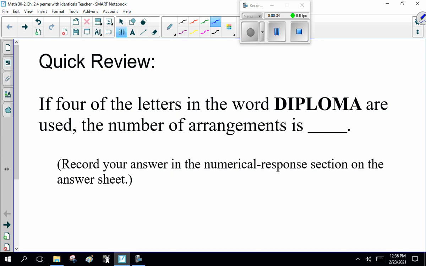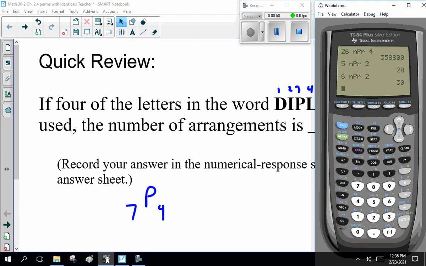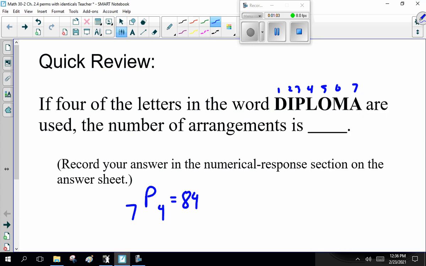Now, 4 of the letters in the word diploma are used. The number of arrangements is, well, we have 1, 2, 3, 4, 5, 6, 7 letters to choose from. 7 permutation. And we're choosing 4 of them. Use your calculator. 7, math, nPr, 4, is 840. So that's the answer I'm looking for, 840.